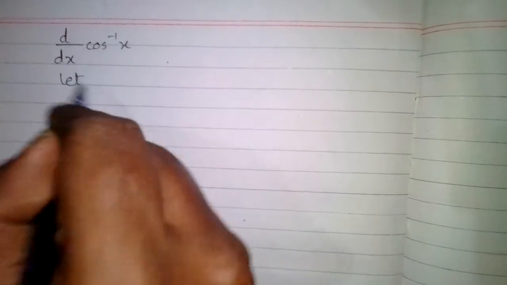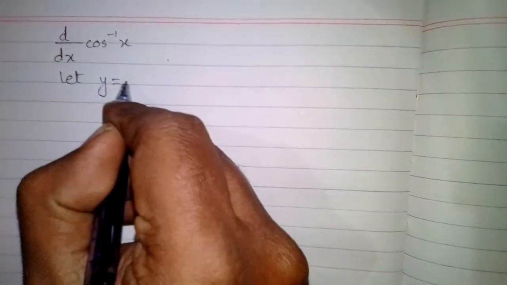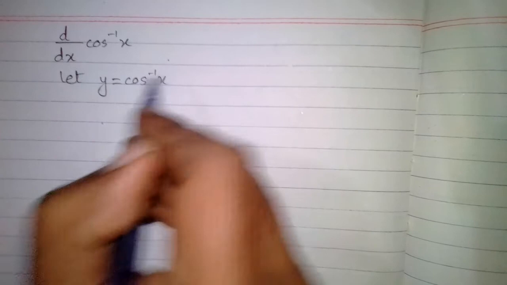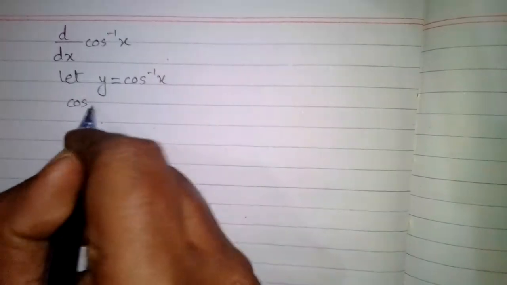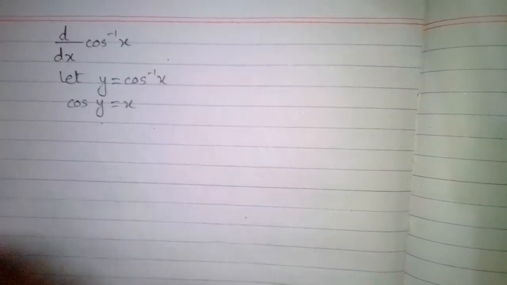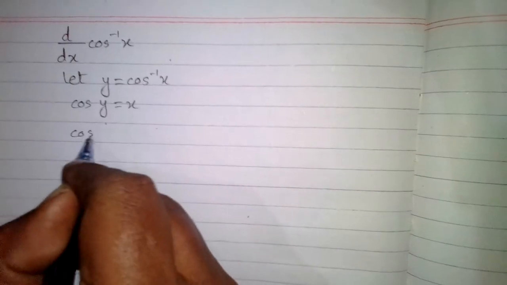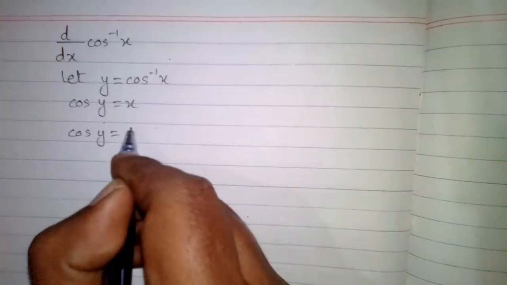In this video we will find the derivative of cos inverse x. So first of all we will suppose y is equal to cos inverse x, and this can be written as cos of y is equal to x. Now we know that cos y is equal to base upon hypotenuse in a right angle triangle.